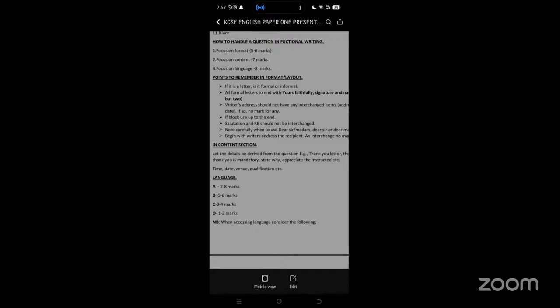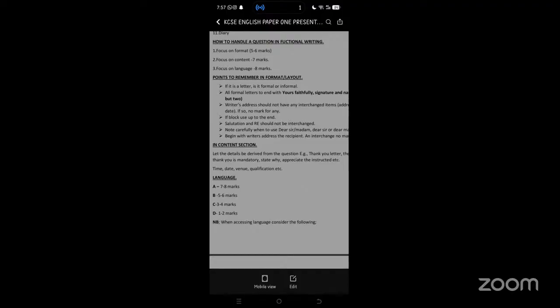Why don't you write your name pale juu? Because pale chini, when you're signing off, umeandika yours faithfully, signature, Martha Nganga. That means you are writing your name 2 times. So you shouldn't write your name pale juu. Ukiandika, you'll be penalized for that, okay? So we are saying, when you're writing the writer's address, usi-interchange. If you do so, you will lose the whole mark for the whole address. Utalose mark tu ya hiyo ume-interchange, utamess up everything.